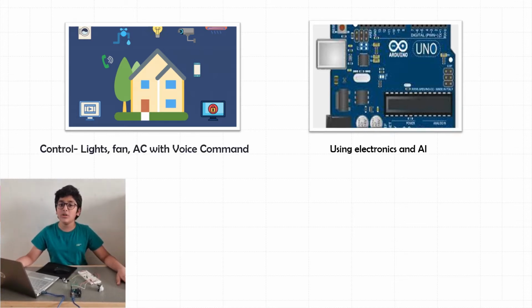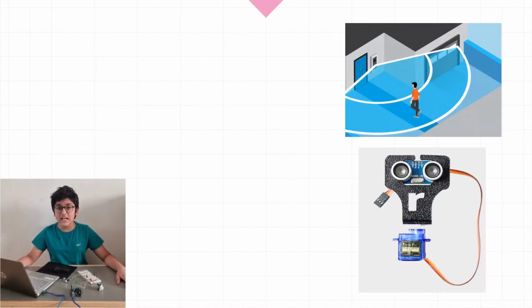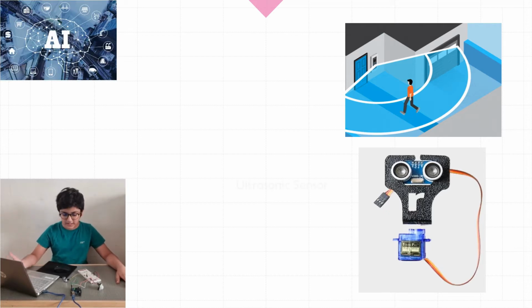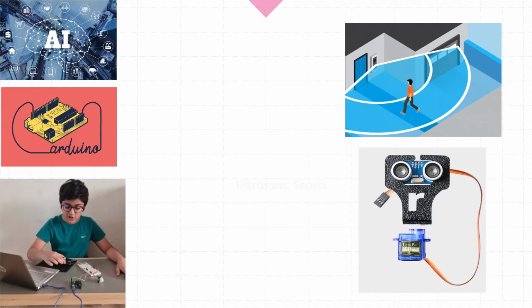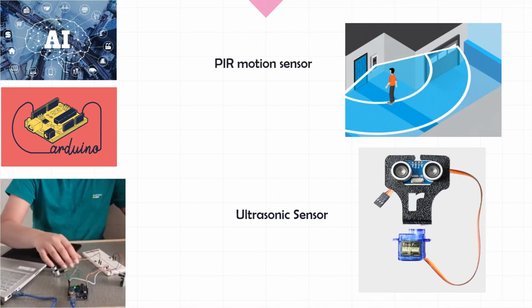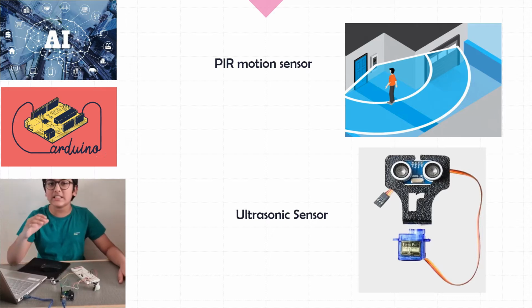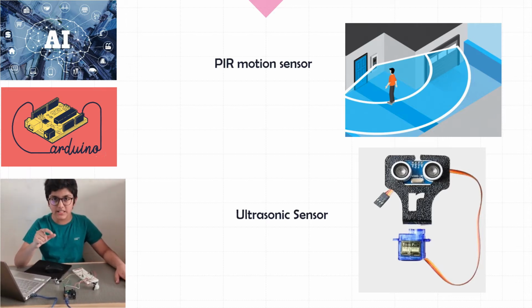We can switch on or off lights, fans or ACs just with our voice and take securing our home to another level. This has been made possible with artificial intelligence, Arduino, ultrasonic distance sensor and PIR motion sensor. PIR motion sensor detects any motion in your garden, so you'll be instantly notified in case anyone breaks into your house, so you can sleep peacefully.